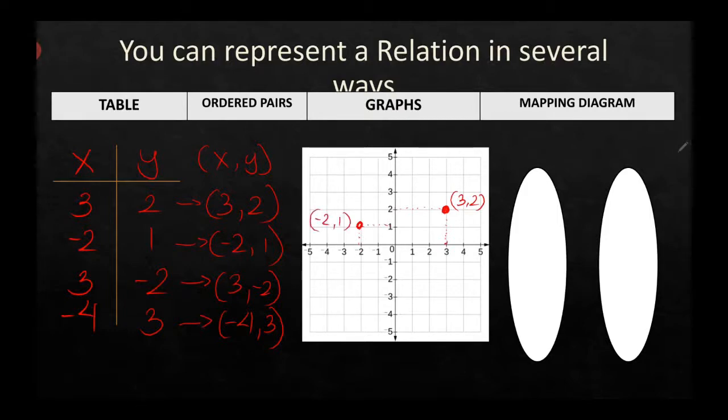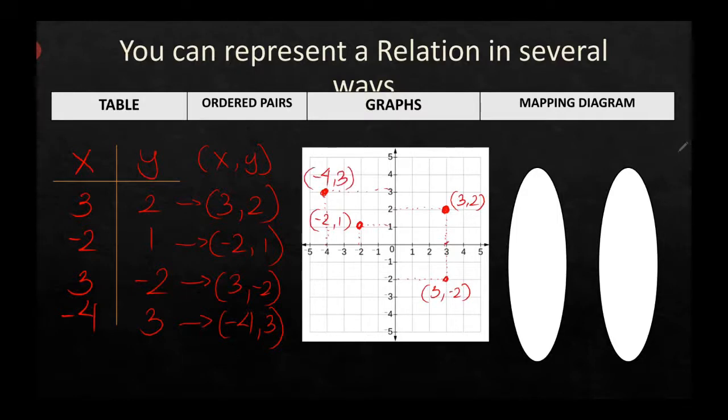Next, we have 3 comma -2. So we have again 3, and we have a negative value, so that is below. So that is 3 comma -2. And then last is -4 comma 3. So we have this value of -4 comma positive 3, so 3 units upward. So we have here this point, -4 comma 3.